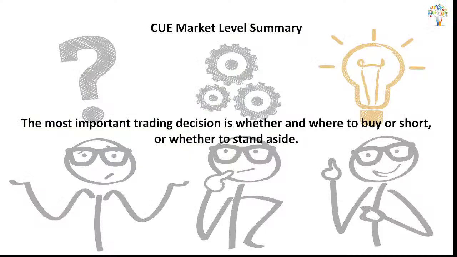Q market level summary: the most important trading decision is whether to buy or short, or whether to stand aside. The decision is clearly to short. Not the market ETFs where the stop is far away, which is most of the market ETFs, but stocks where the stop is not that far away, weak fundamental stocks in one way or another, and stocks in weak industries. There are plenty of such opportunities.